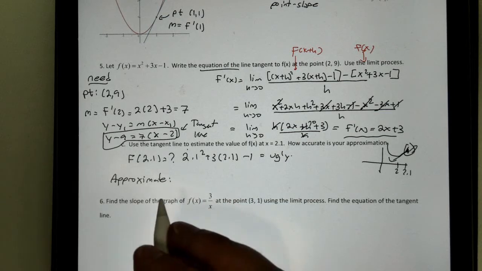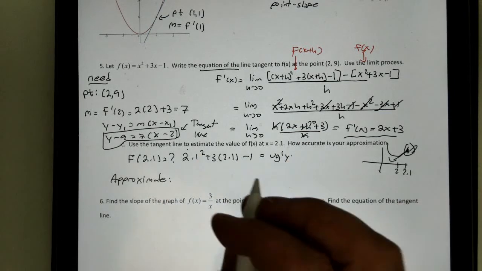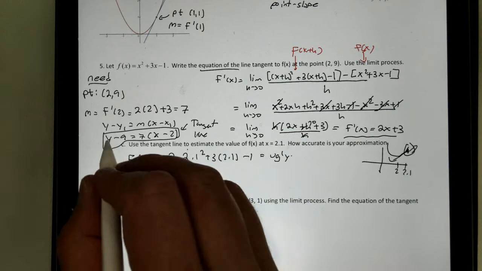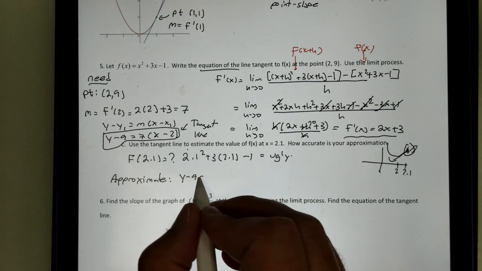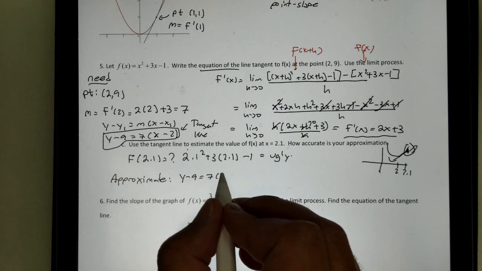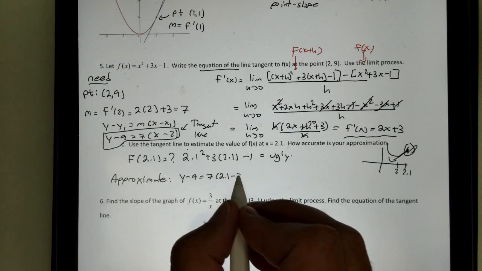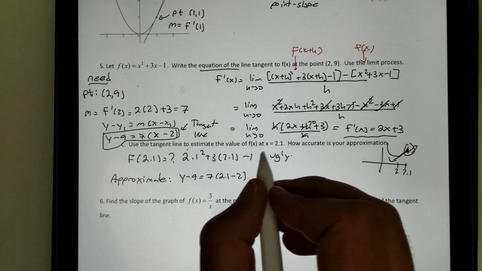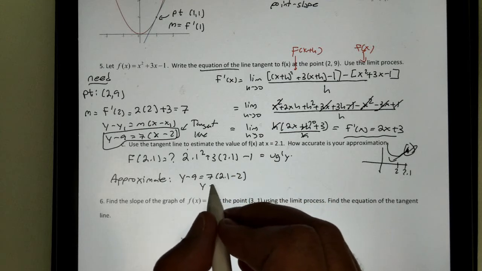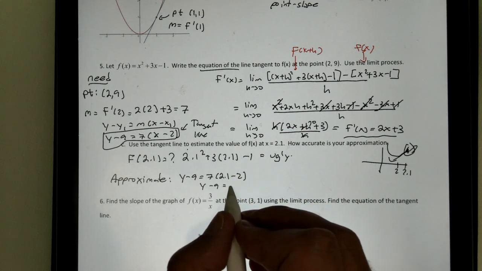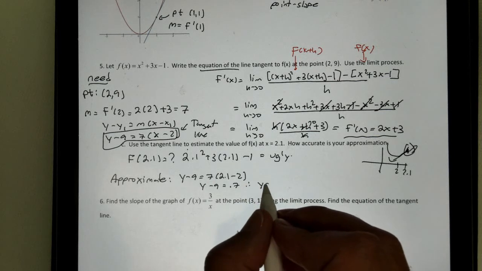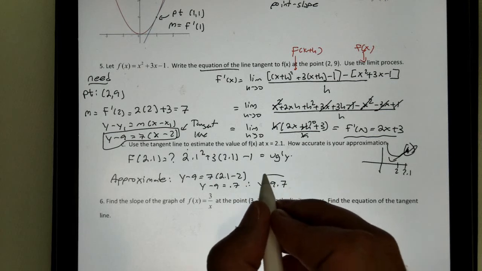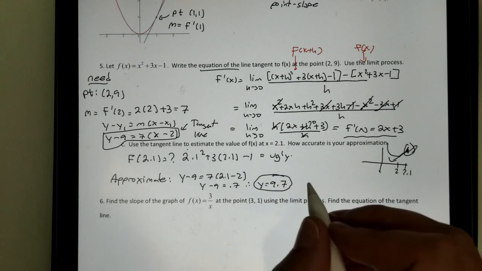So we can use our tangent line to approximate a value. We do this all the time in math. So if I want to approximate this value, I can now just plug it in. Let x be 2.1. I get y minus 9 equals 7 times 2.1 minus 2. Remember, my x is 2.1. I just plug it in. We get y minus 9 equals, this just becomes 0.7. So therefore, y is equal to 9.7. And that's our approximate value.